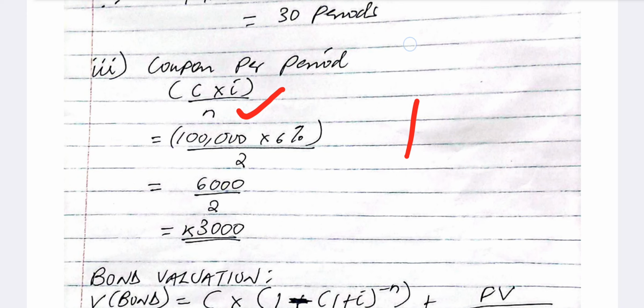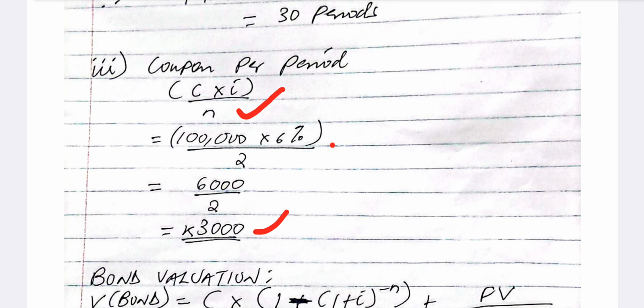So that's how come we have n equivalent to 2 over there, because it's 2. If we were told it's quarterly, we would have had 4 at the bottom there. If it's once, it would still just be 1. So since it's semi-annually, we have 2 over there, and then we have 100,000 times 6%, which gives us 6,000. When we divide that by 2, it brings us to 3,000. So this is our coupon per period.